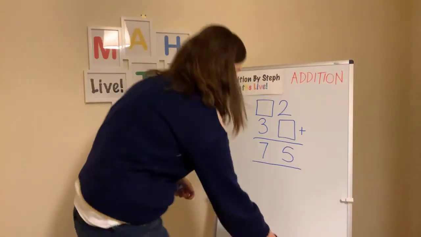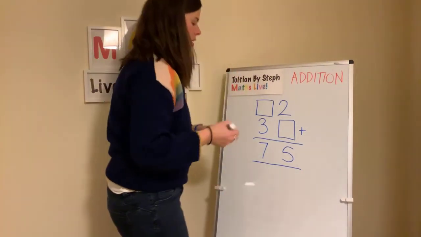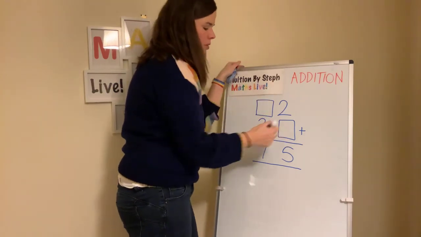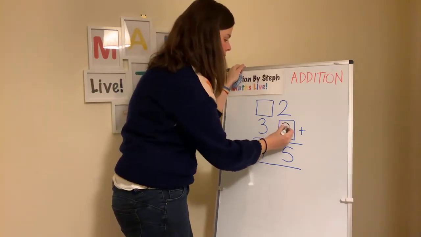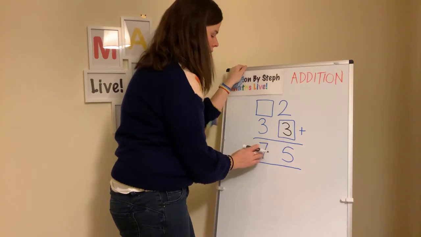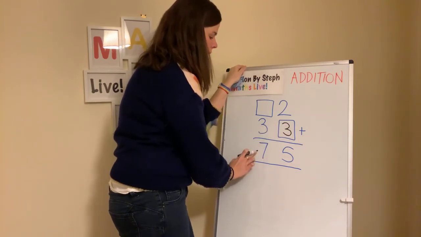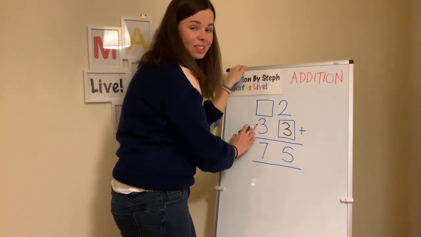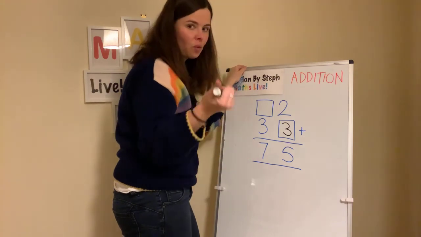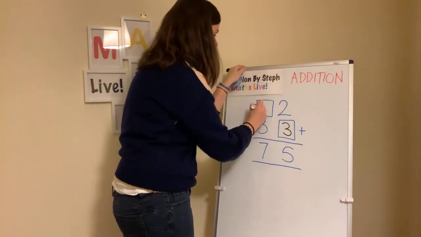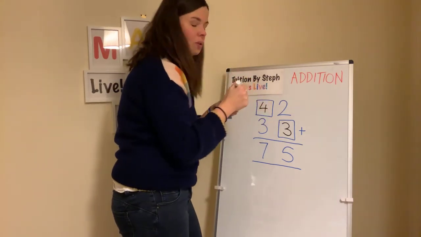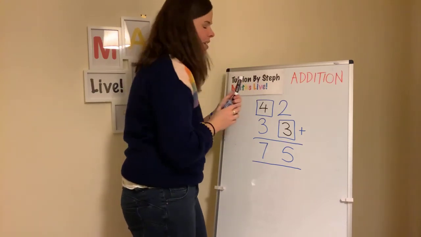Okay, so what do we add to 2 to make 5? We add 3. And then what do we add to 3 to make 7? So 3, 4, 5, 6, 7, 4. So it's 42 and 33.